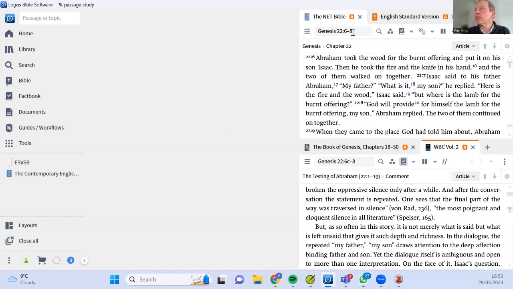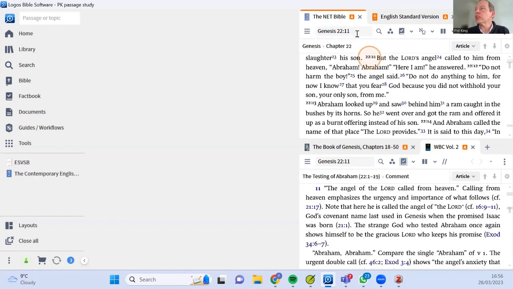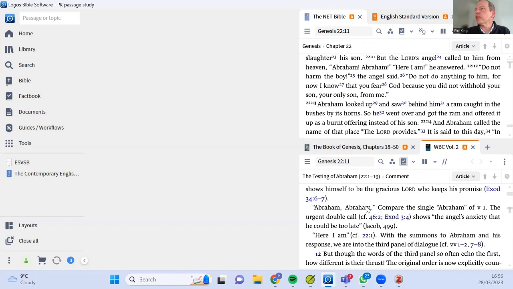And maybe let's just see if there's any notes on verse 11 that are useful to look at. So here we've got the reference to Abraham, Abraham. Compared with the single Abraham of verse 1, the urgent double call shows the angel's anxiety that he could be too late. So again, maybe the function here is to really get Abraham's attention quickly. Maybe that's why God uses the name twice. So we want to make sure we show that in the translation into BSL.